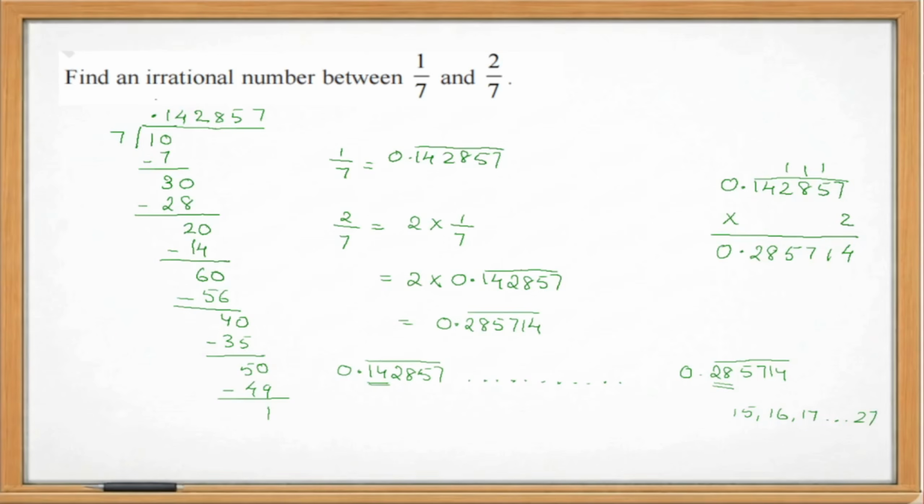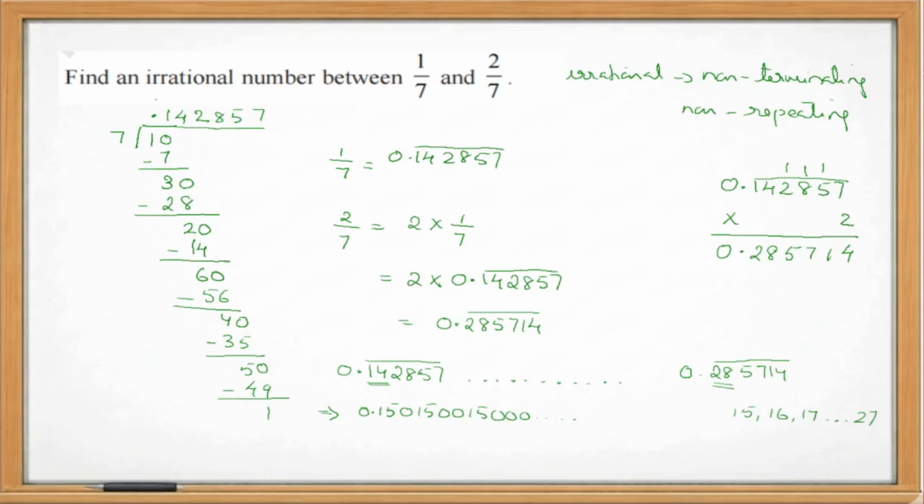So you can write any number between this, like if you are taking 15, 0.150, 0.1500, 0.15000, and it keeps on going. That means here a pattern is formed. And for it to be an irrational number, it will be non-terminating, non-repeating. So here you can see this pattern form. It is non-terminating and non-repeating.